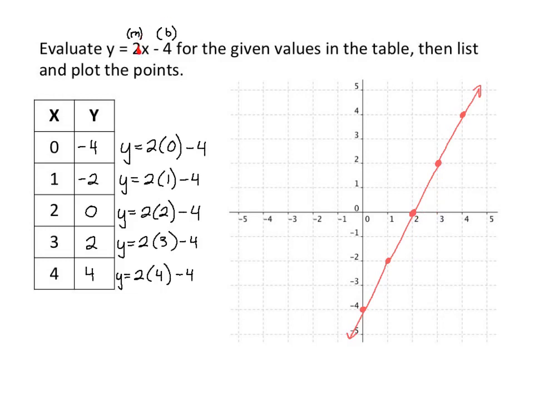Also notice that the b value, the negative 4, happened to highlight that I'm down 4 on this y-axis, right down here at negative 4. That's also not a coincidence. So we want to notice these patterns for future lessons.